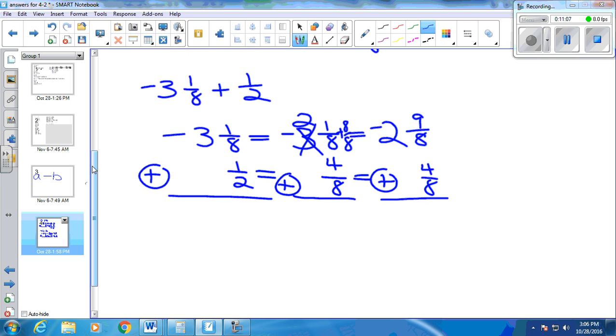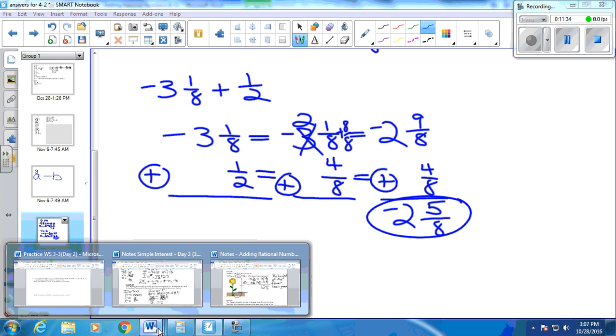Sorry about that. Now, again, since my signs are different, I am going to subtract. 9 and 4 will give me 5 eighths. And then negative 2 minus 0 just gives me negative 2. So we've just talked about borrowing here. You also could change your numbers to improper fractions, but if you do that, you end up getting really large numbers very quickly, so be careful with that. So back to the notes.